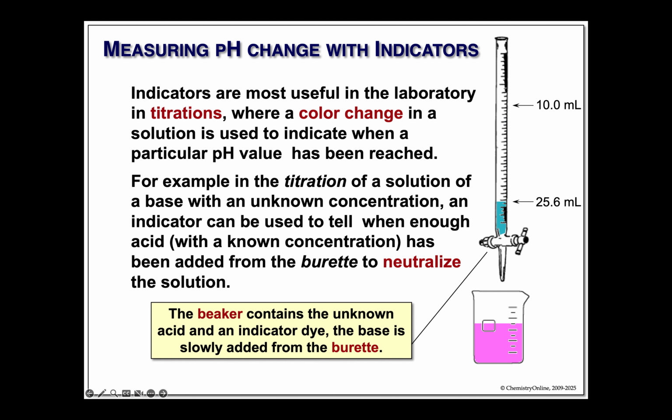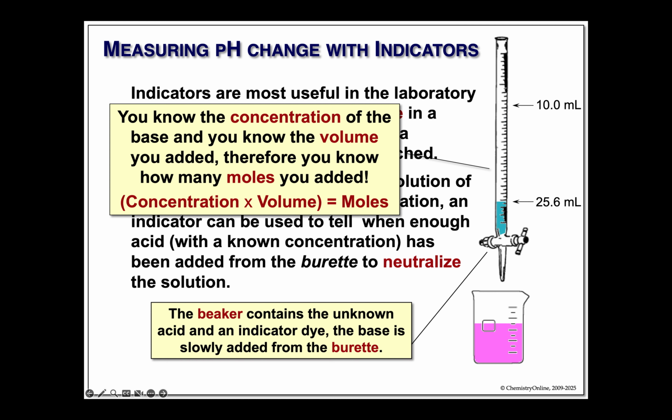Subtract these two. We already knew the concentration of this, right? We now know the volume of this. If we know the concentration and the volume, we know how many moles we added. If you know how many moles it took to neutralize the acid, then you know the concentration of the acid. Simple titration. Any questions?